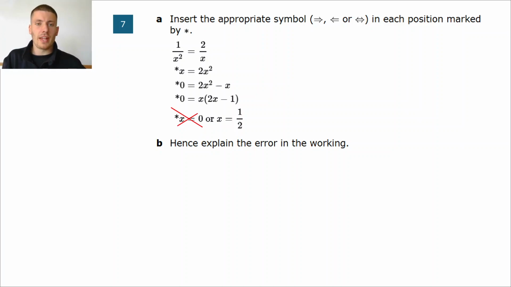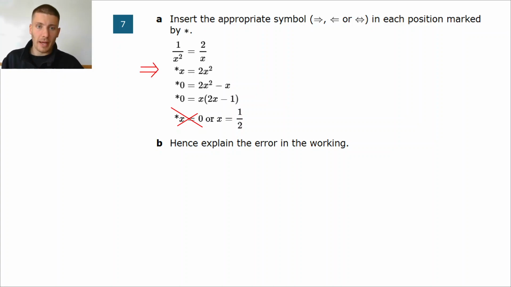Well, what they have done here is, to get from here to here, they've multiplied by x squared and they've multiplied through by x, so like cross multiplication. And actually this is where we have the issue. From this first to second line, it is not equivalence, it is just consequence, and I will explain to you why.